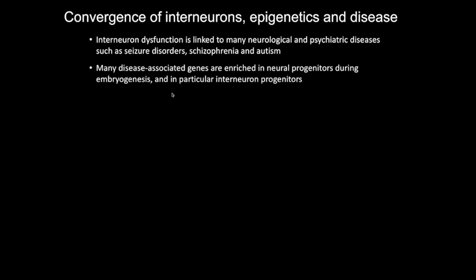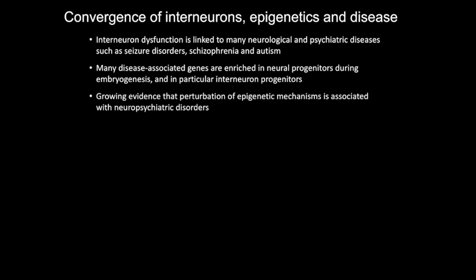Second, many genes that have been linked to various diseases are enriched in neuroprogenitors, so the young cells present during embryogenesis, as well as in particular in interneuron progenitors, so cells that give rise to the GABAergic interneurons.